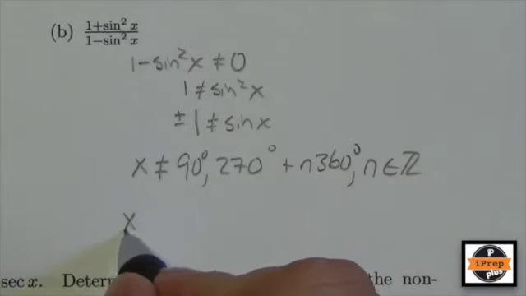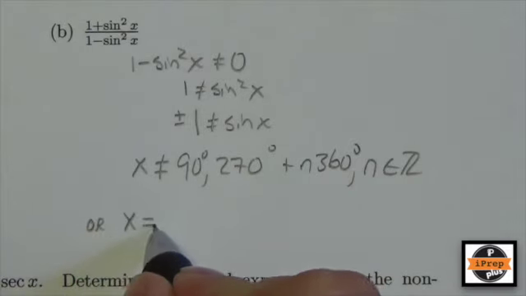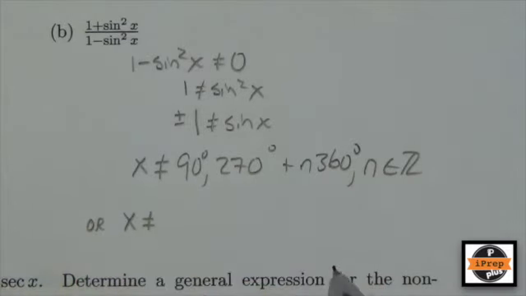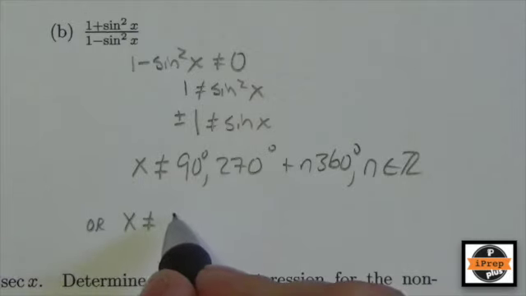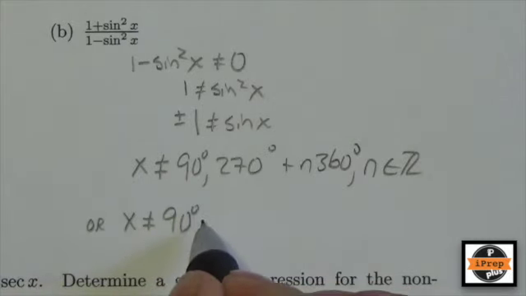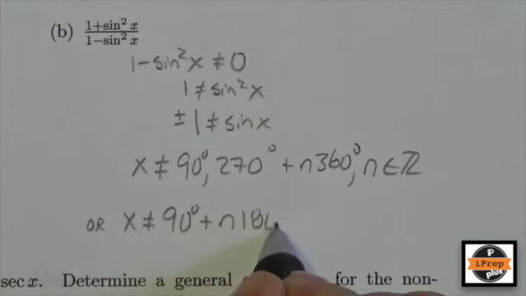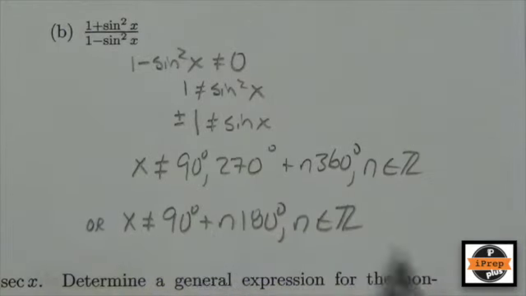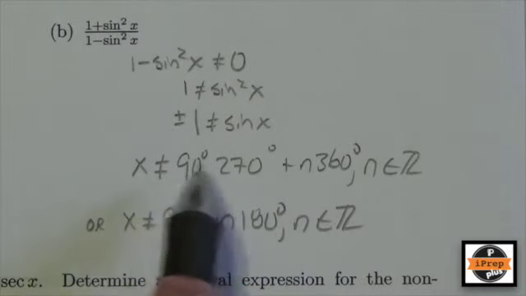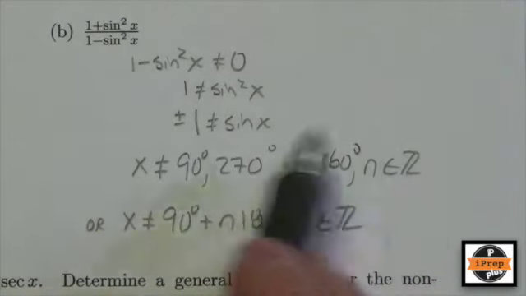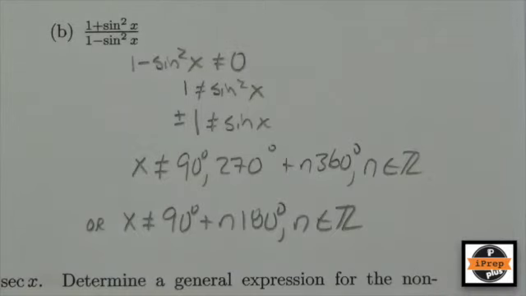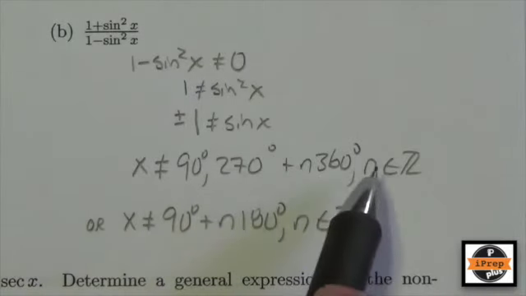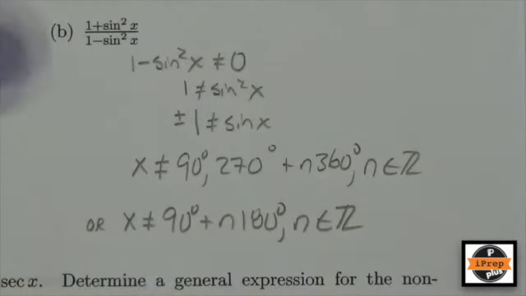Or I could write it like this. Because 90 and 270 differ by 180, I could simply say that x can't be equal to 90 degrees plus multiples of 180 degrees, and that'll actually cover 270, and then it'll cover all the same set of angles that we're expressing right here. Either one of those is okay. There's a little bit of redundancy here. This is a much cleaner way of writing it. It shouldn't really matter.